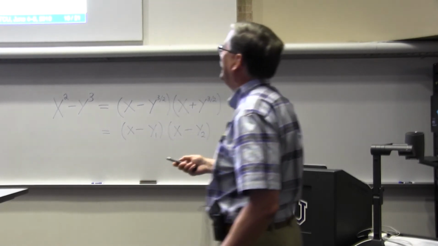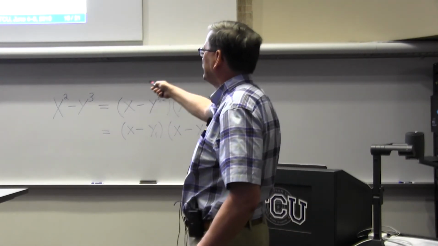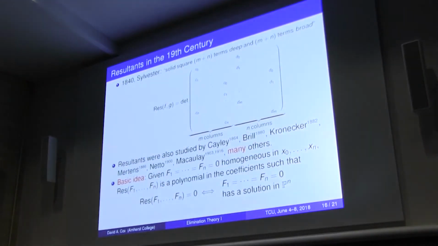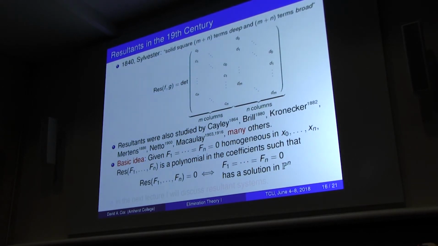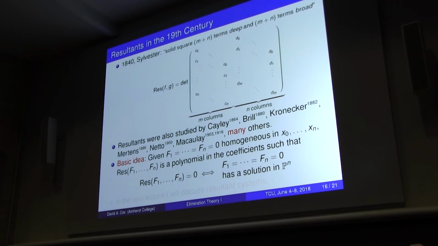And of course, the basic idea is that we now work mostly homogeneously. So we have n equations, but now we have n plus 1 variables because it's homogeneous. And this resultant is a polynomial in the coefficients, so that the resultant vanishes when the equations have a solution in projective space. And so a lot of the 19th century was devoted to working out what we call the theory of the dense resultant. And they had a pretty good version of that.